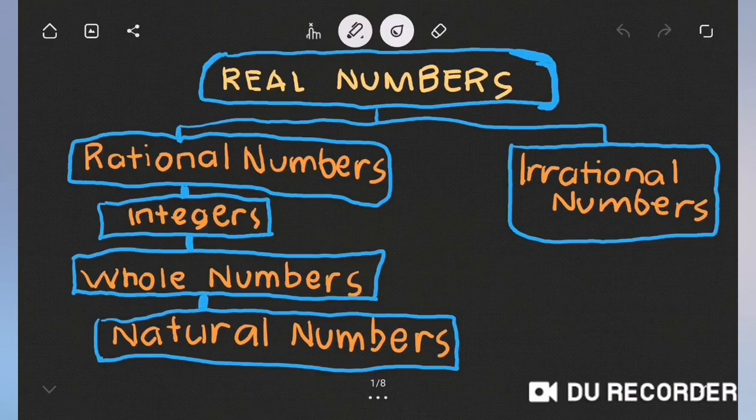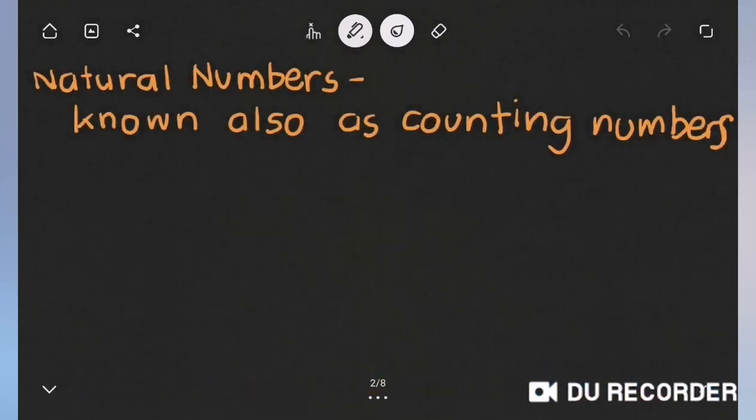So bilang pagpapatuloy ng ating pag-uusap about real numbers, atin munang alamin ano ba ang bumubuo ng real numbers. Generally, there are 5 subsets, or we can group real numbers into 5 subsets. And those subsets can be grouped into 2. So we have the rational numbers and irrational numbers. Under rational numbers, we have the integers, whole numbers, and the natural numbers. So let us identify one by one what are those subsets of real numbers.